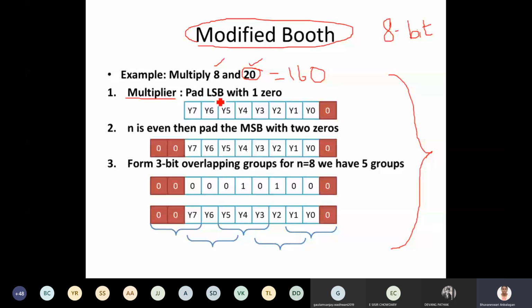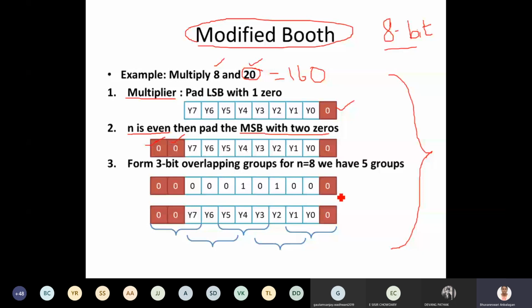I have to pad one LSB with 0. I have done that. The next thing is, I have to check whether n is even or odd. What is the n value? 8-bit. Since it is even, I am going to pad two zeros on its MSB. So these two are being added. And then what is the third step? I have to form 3-bit overlapping groups. For n equal to 8, we have 5 groups.